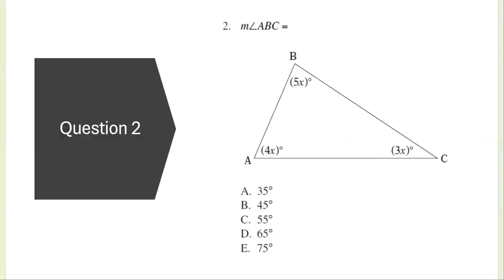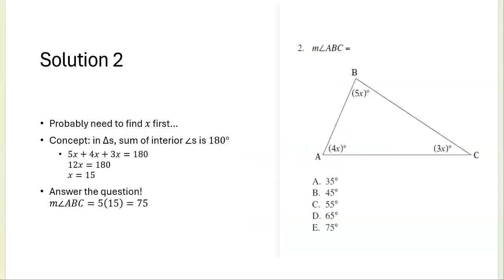Number two, what is the measure of angle ABC? Okay, what's the concept this one is trying to test? This one most likely is trying to assess that you know what the sum of the interior angles of a triangle is. The sum of these three angles should equal 180. Okay? So this is a thought process. To find this angle ABC, we probably need to find what x is, and then that's when we use the concept of the sum of the interior angles is 180 to help find out what this x is.